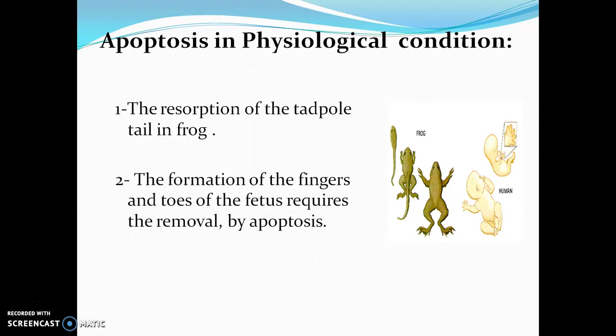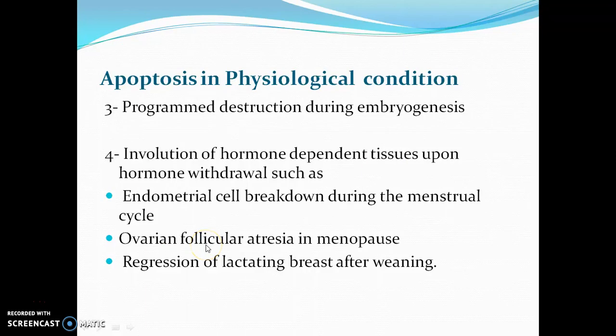Now, these are the situations in which apoptosis occurs in physiological conditions, like the resorption of the tadpole tail in frogs. The formation of fingers and toes of the fetus during fetal development requires the removal of the unwanted cells between the fingers and toes by apoptosis. Another situation is programmed destruction during embryogenesis, which includes implantation, organogenesis, developmental involutions, and metamorphosis.